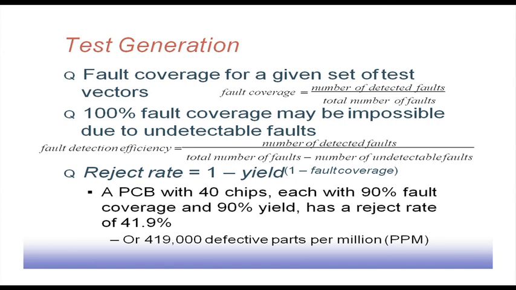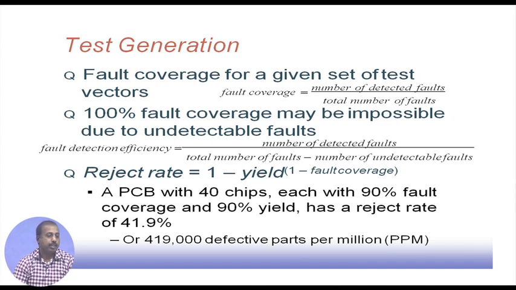Next we look into the test generation process. Fault coverage, as I was telling, is defined as the number of detected faults divided by the total number of faults. For a given test vector set, this is the measure of fault coverage. 100% fault coverage may be impossible due to some undetectable faults. We will see what an undetectable fault is. Essentially it means that due to some redundancy in the circuit, some faults can never be excited by applying any pattern. As a result, we cannot test those faults.